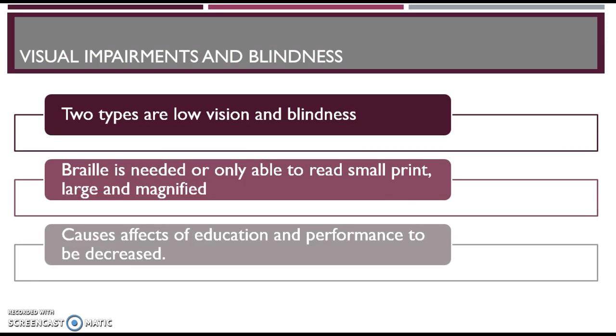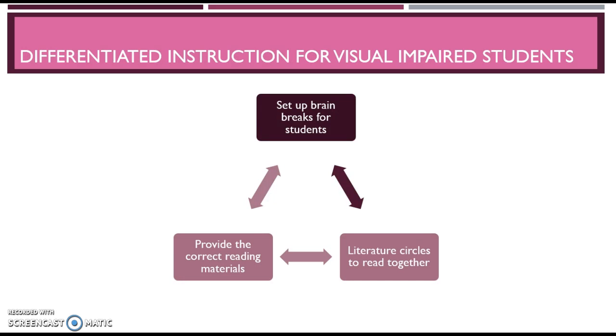Visual impairment and blindness. There are two types: low vision and blindness. Braille is needed, obviously, for students with blindness. With low vision, students can read some words if they're large or magnified. These students have trouble focusing in school and have poor performance because of this problem. Their needs include brain breaks, especially because if they're focusing on a piece of paper, notes, or a large amount of text, they need to be able to rest their eyes so that they do not hurt.